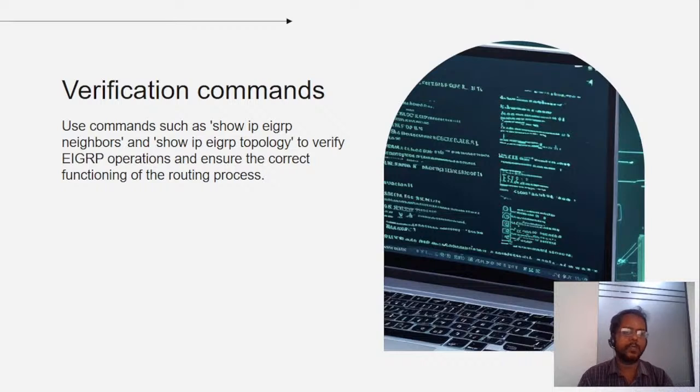What are the verification commands? Use commands such as show ip eigrp neighbors and show ip eigrp topology to verify EIGRP operations. If you give show ip eigrp neighbors, it will show you the neighbor relationships and neighbor statistics, and the topology command will show you the entire topology and ensure the correct functioning of the routing process.